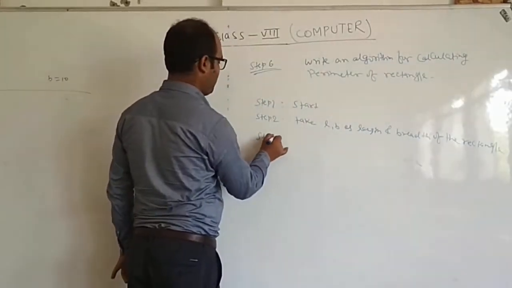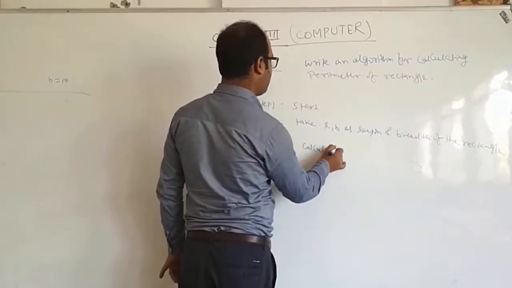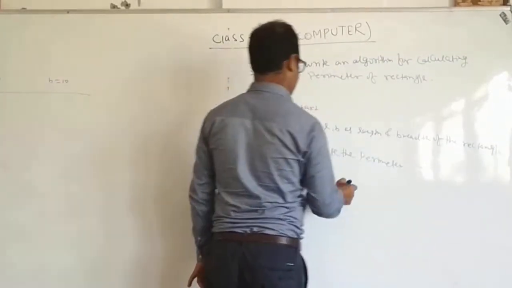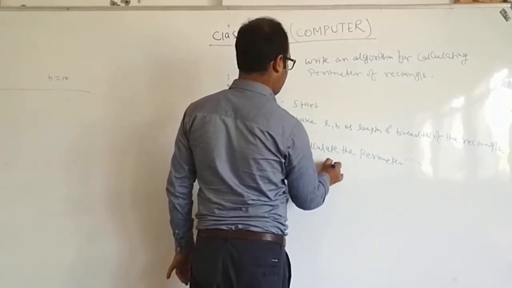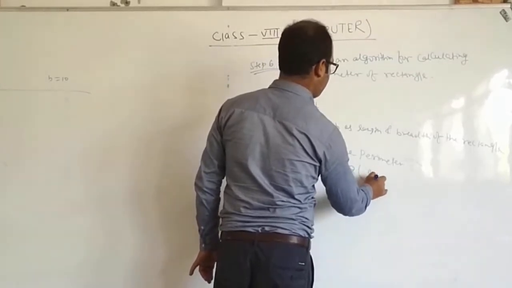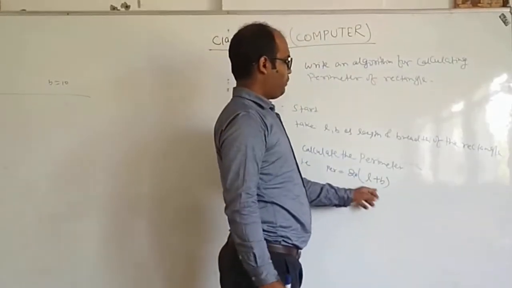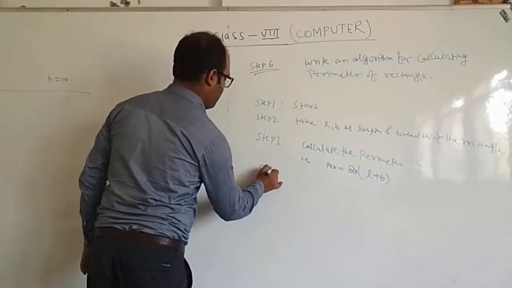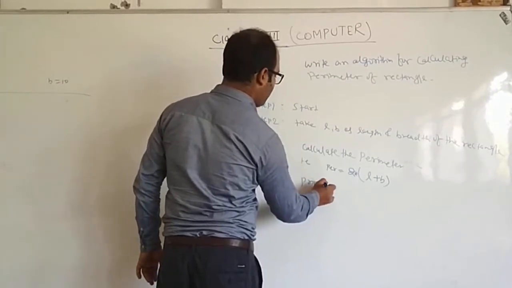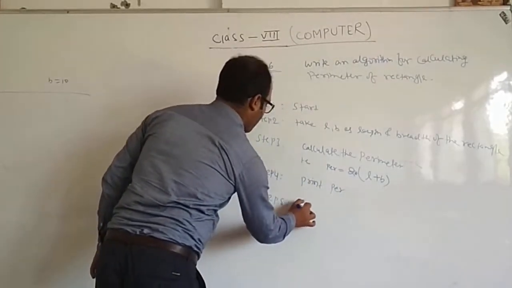Step 3, calculate the perimeter. That is, perimeter equal to what? 2 into L plus B, and here is multiplication. 2 into L plus B. Then step 4, print or display whatever you want, write print perimeter. Next step 5, stop or end.